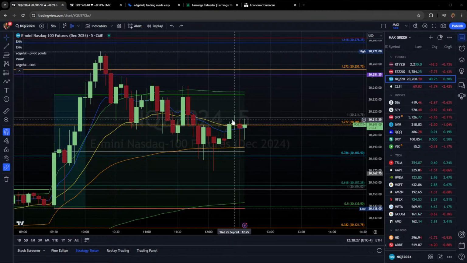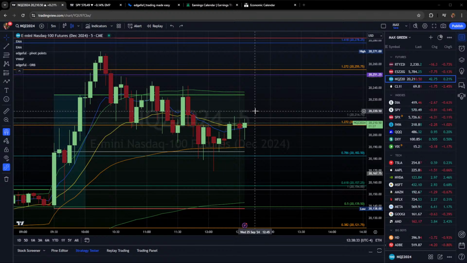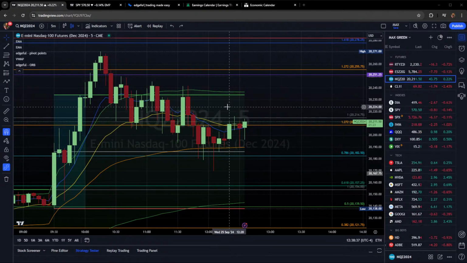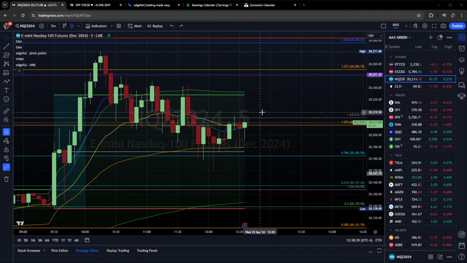This is looking a little constructive here. Honestly, I want this to just pop back up over 220 and get me out of this trade, stop me out, and take a little break.